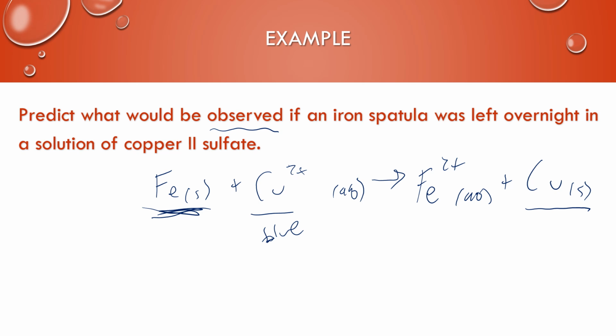So what you will visually observe is that the iron spatula is dissolving, forming more of a yellow-orange solution. The blue solution is getting less blue and becoming solid copper. Typically, the solid copper will be attaching to the spatula. It almost looks like it's rusting, but it's not rust. Remember that rust is Fe2O3, and we're not forming rust. We are forming solid copper.